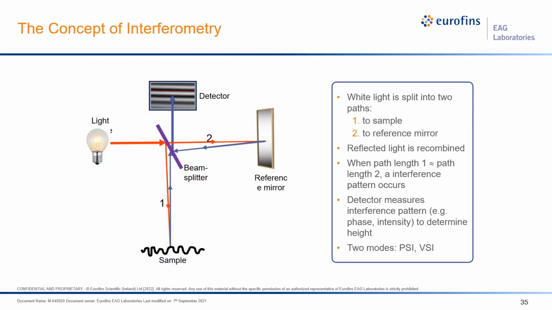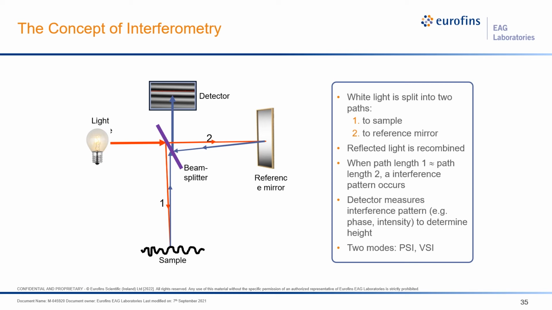The principle behind OP is that the surface height is detected by a light interference pattern. This interference pattern is created when a beam of light is split equally between the sample and a reference mirror. The light reflected off the surfaces is recombined and directed towards the detector. When the path length to the sample equals the path length to the mirror, an interference pattern is observed. The detector measures various aspects of the interference pattern, depending on the imaging mode, in order to determine height values.